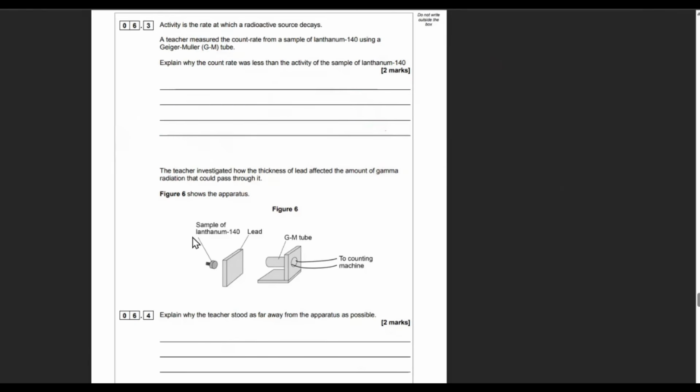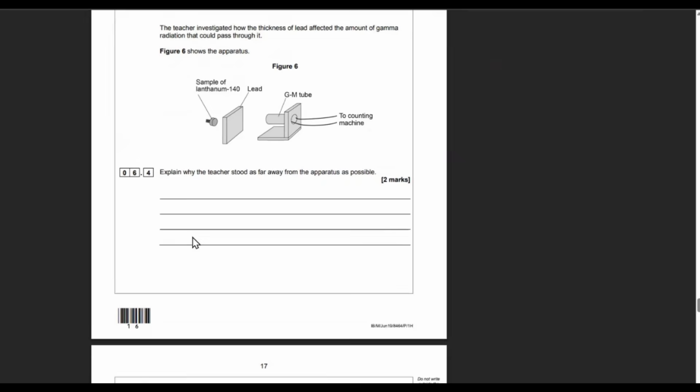Super. Okay. The teacher investigated how the thickness of lead affected the amount of gamma radiation that could pass through it. So what they're doing here, they've got a Geiger Muller tube, they've got a sample, and we're getting a click every time that gamma hits the detector. Figure 6 shows the apparatus, a sample of lanthanum 140, which is decaying. We've got a sheet of lead, we've got the Geiger Muller tube, GM tube. You have to know that as well. You could be asked what apparatus you use to detect radiation: GM tube.